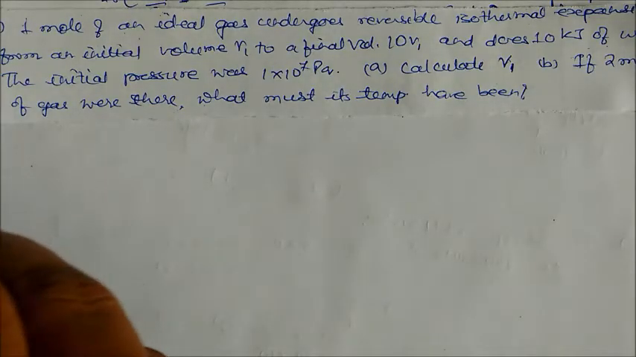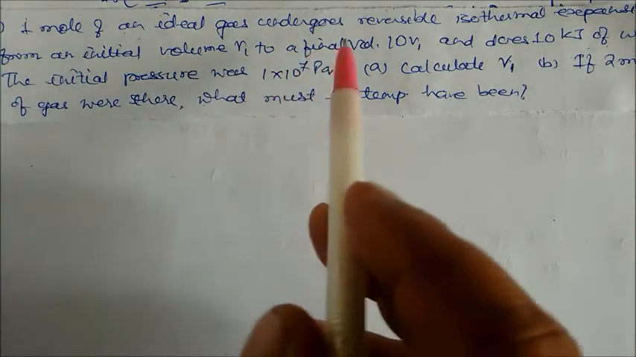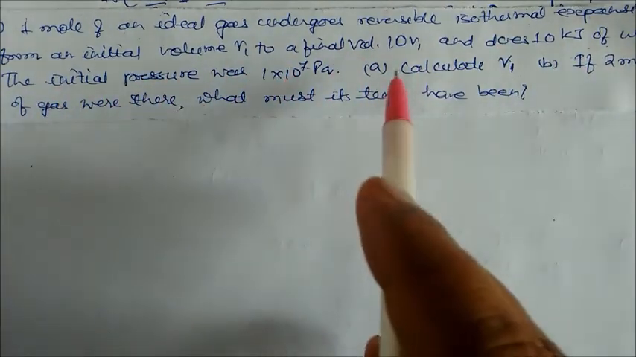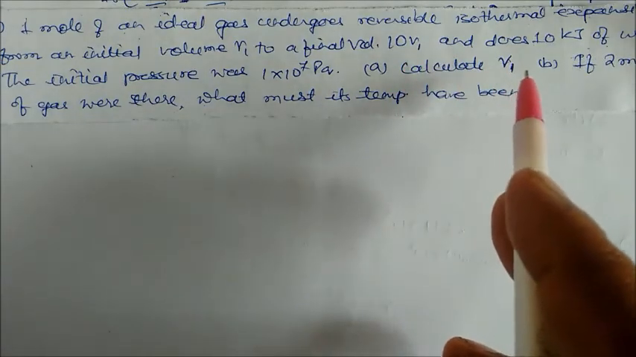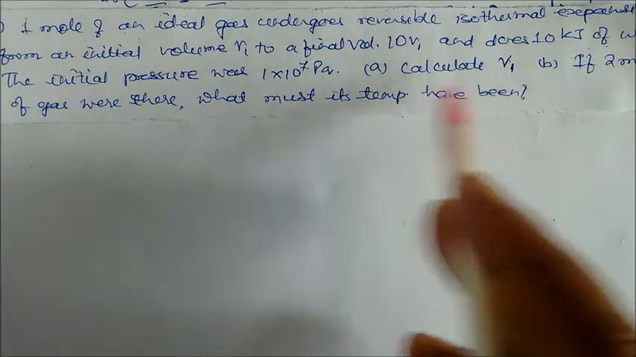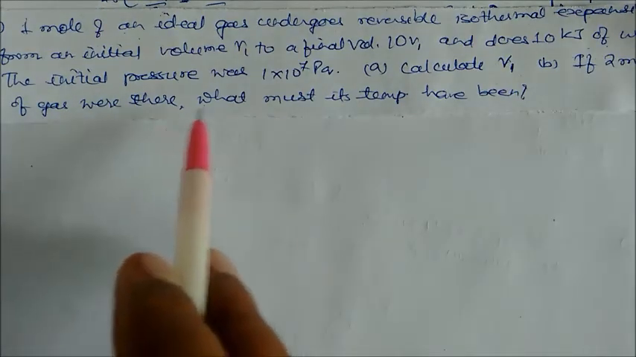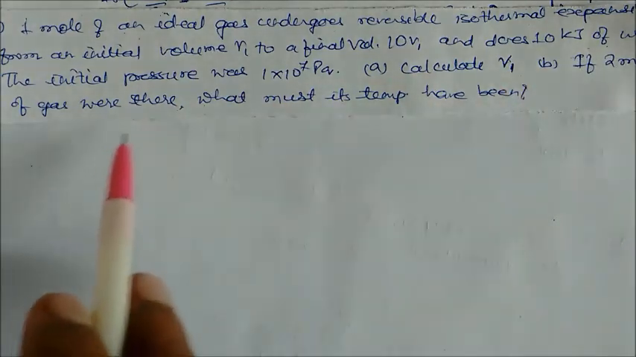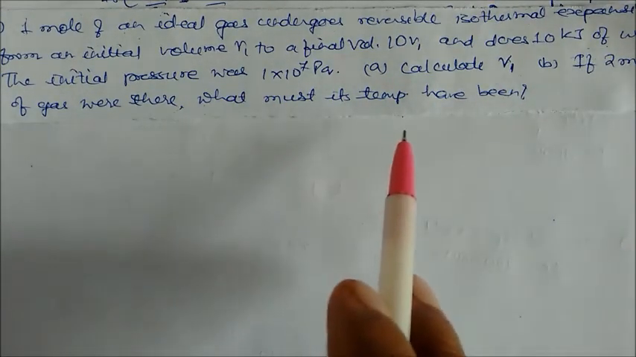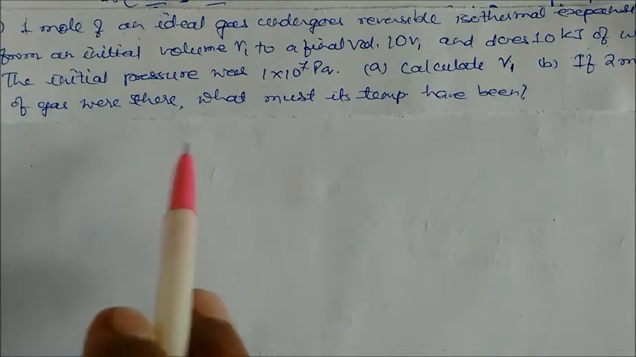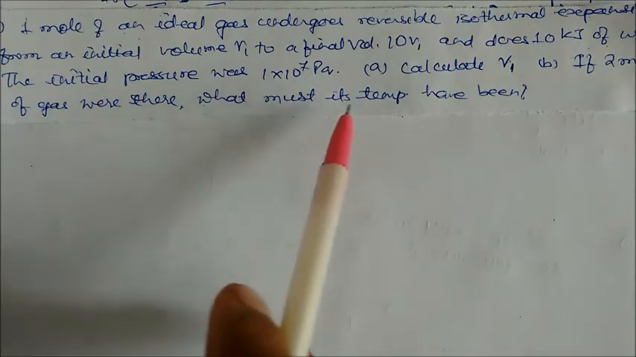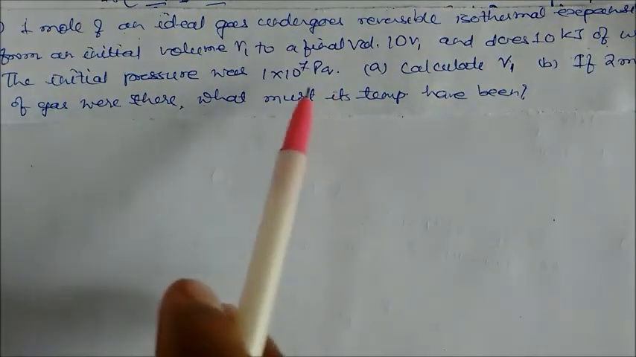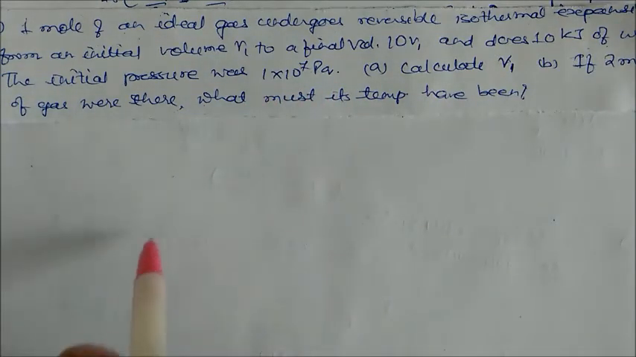Here 1 mole of an ideal gas undergoes reversible isothermal expansion from initial volume V1 to final volume 10 V1, and does 10 kilojoule of work. The initial pressure was 10^7 Pascal. Calculate the V1. If 2 moles of gas were there, what must the temperature have been? So here we have been given 2 questions. The volume V1 is given, and the 10 kilojoule of work done is also given here. So we have to find out what V1 is.